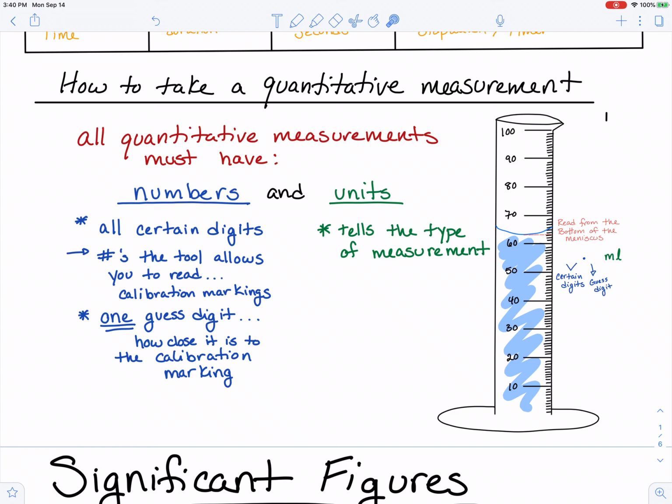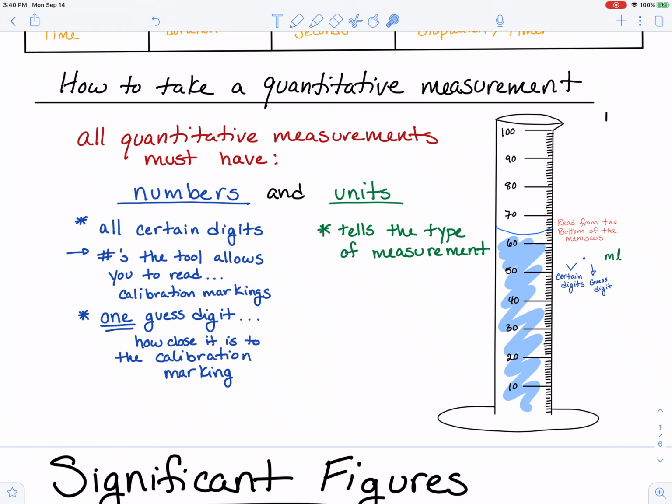So I'll do an example to the right in a second. The second thing that all measurements need are units, and that tells us the type of measurement it is. So we can't have naked numbers. You can't just say 6, because we don't know if that's 6 miles, 6 seconds, we don't know. So you always have to have some sort of unit associated with it.